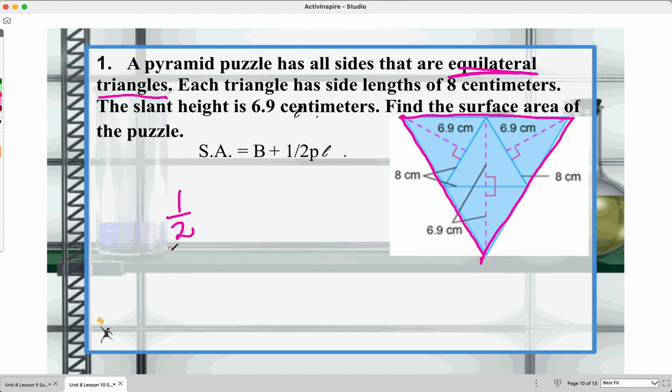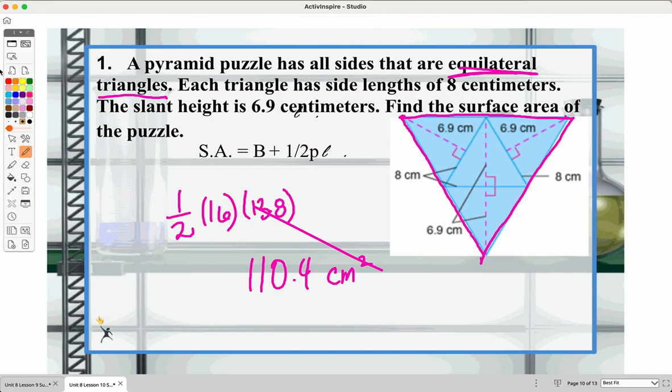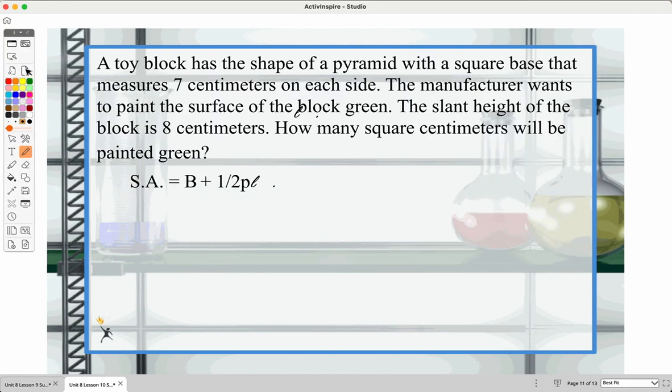So I can bring it into 1/2 and say, okay, here's my base. This is 8, this is 8. So we're talking 16 times 6.9, and 6.9 is 13.8, or 13 8/10. And let's see if we get that same 110 4/10. So 8 times 13 8/10 is that same 110 4/10 square centimeters. Now, this doesn't work all the time. This only works with the very specific equilateral triangle set, but it makes it a really interesting way to look at it. All right, this time I want you to give it a try.